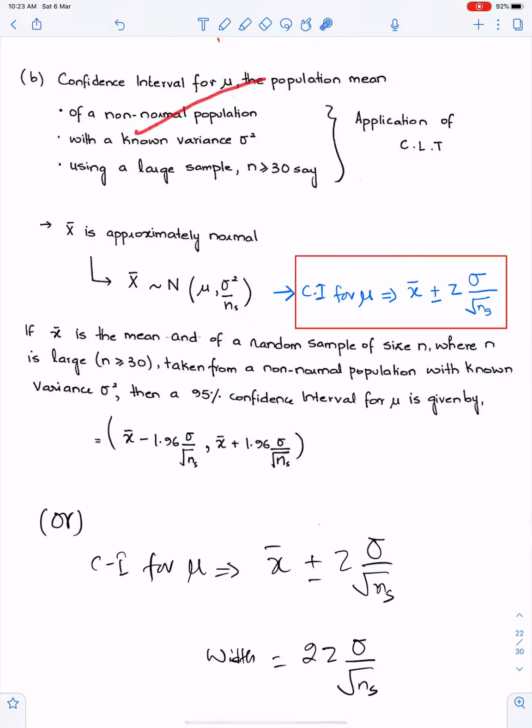When the population is non-normal and sigma square is known, for large sample size according to CLT, X bar is normal, so we have this formula.